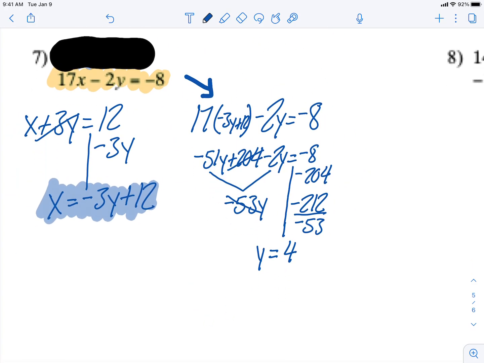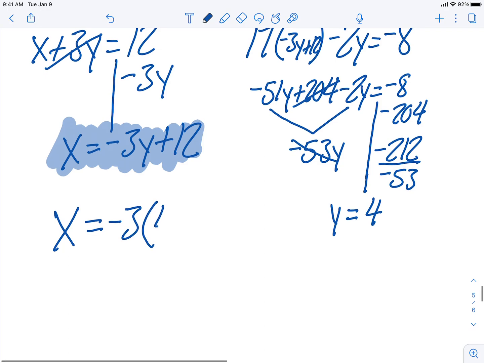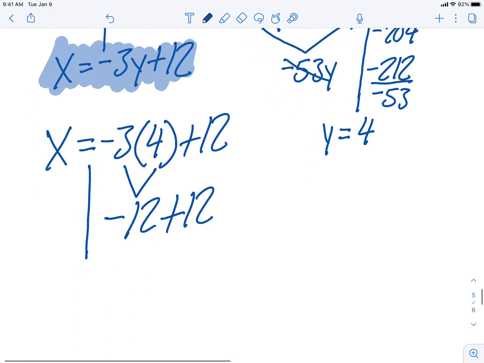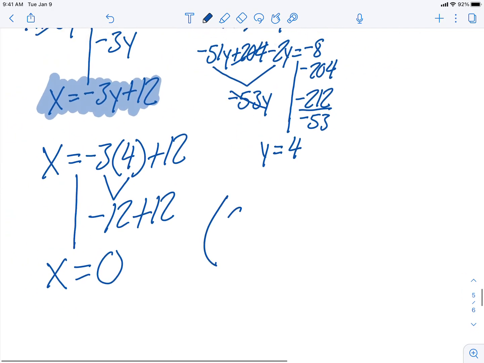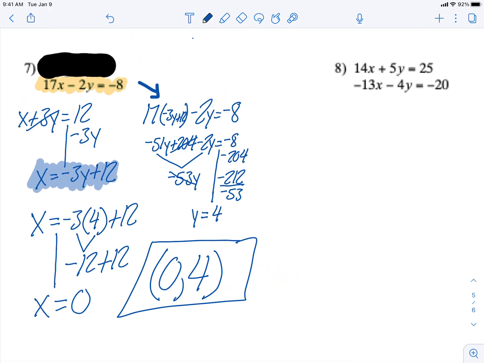And that's my y. Now I'm going to find my x. Fortunately here, look, x is already by itself. So I get x is equal to negative 3y. Y is 4, plus 12, right? Negative 3 times 4 is negative 12 plus 12. That's going to give me 0. X is equal to 0. So my ordered pair here, kiddos, is 0, comma 4. Look at that. 0, comma 4. Right? Finally.